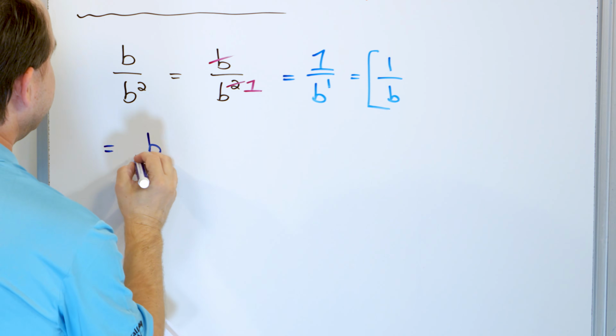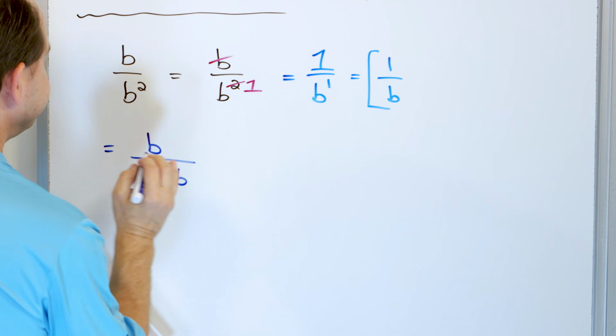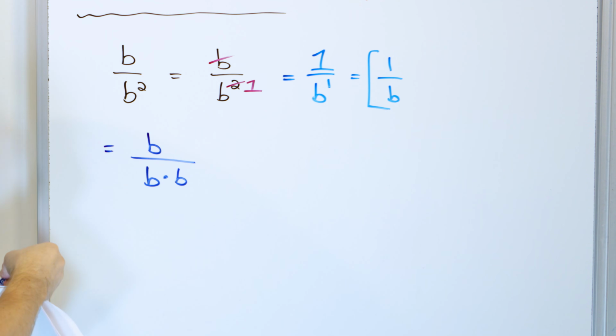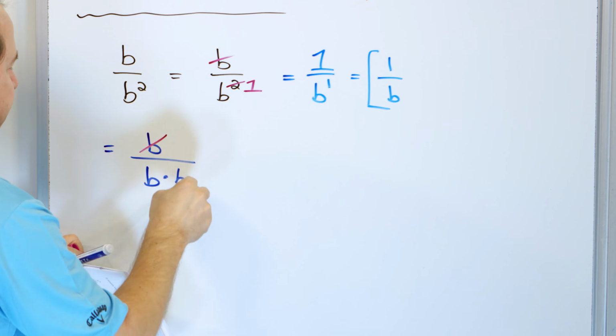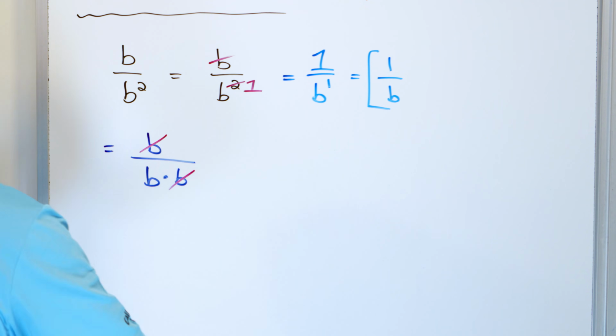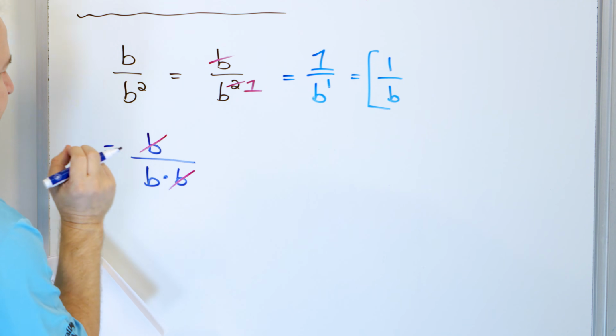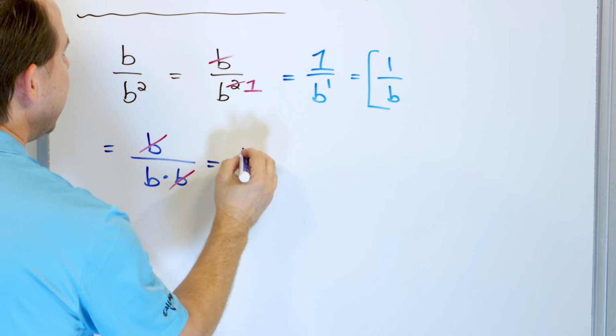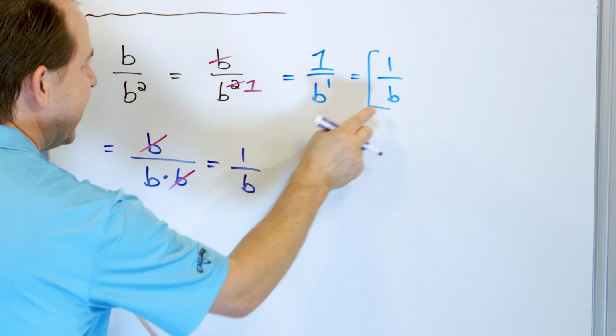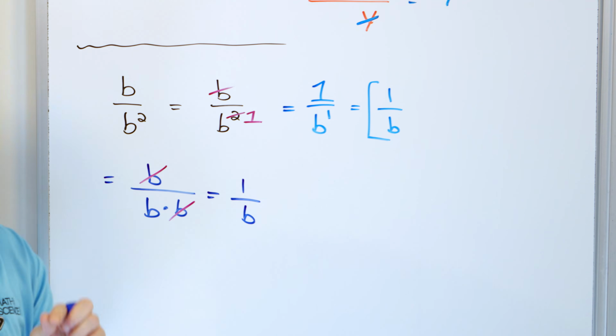What you will have is b divided by b times b. 2 b's on the bottom. So what you have is one of these b's canceling with this one. Again, when you cancel, you're revealing a 1. They're dividing away. B divided by b is 1. So there's a 1 here. And on the bottom, the only thing left is b. Same answer.